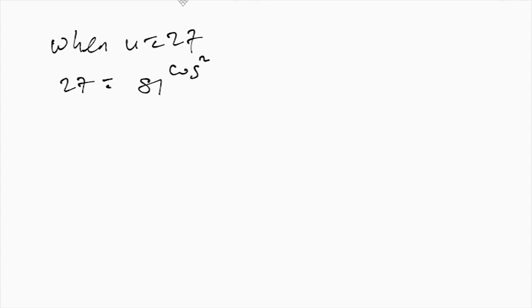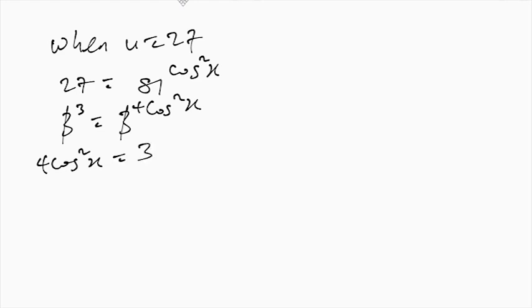So when u is 27, we have 27 equals 81 raised to the power cos squared x, and 27 is a multiple of 3. Likewise, 81 is also a multiple of 3. So then it becomes 3 to the power 3 equals 3 raised to the power 4 cos squared x. This 3 will take out this 3. Then we can now say 4 cos squared x equals 3. Divide both sides by 4. cos squared x equals 3 divided by 4.